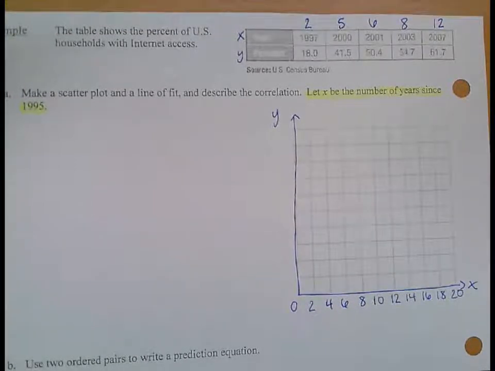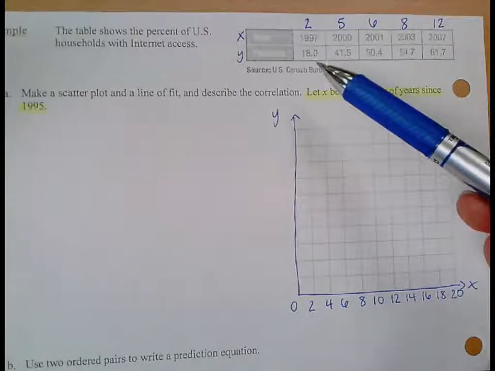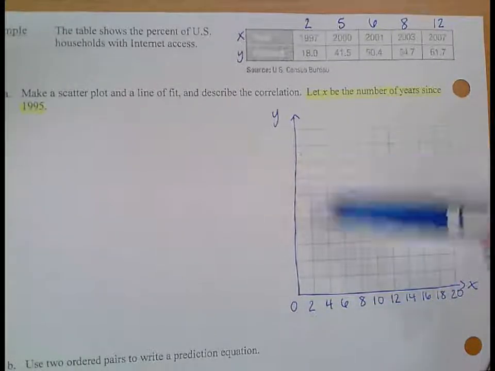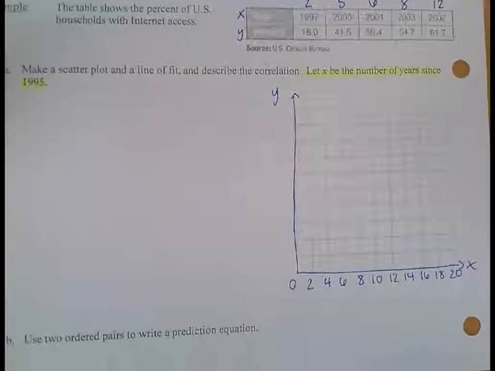And then for the y-axis, we have to fit the smallest value is 18, and the largest is 61.7. And again, we have 10 spaces. So what could we count by for the y-axis? We could count by 10s.